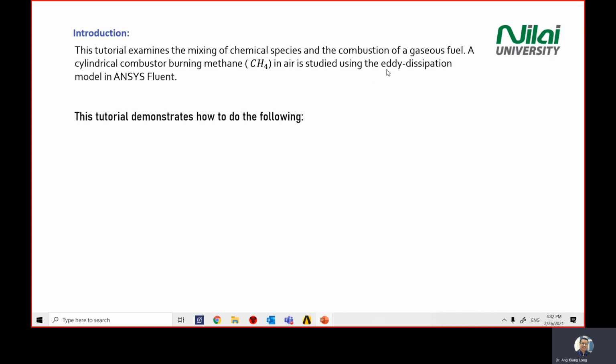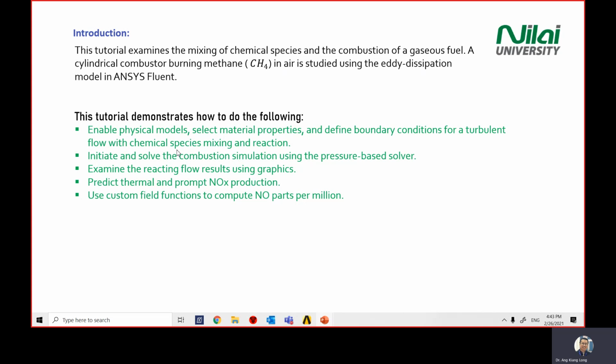Okay, today we're going to be using a chemical model, which involves an eddy dissipation model, to simulate the combustion process. So we're going to look at what happens to the methane in the combustion process. Later on, we'll look at the following points. We will do the normal setting for material properties, and we will set the boundary conditions based on the next slides, right?